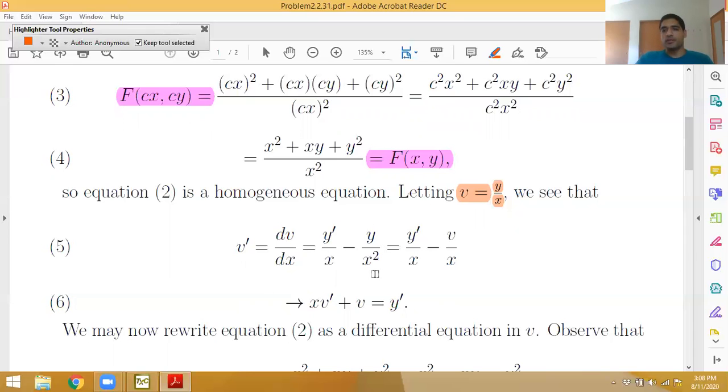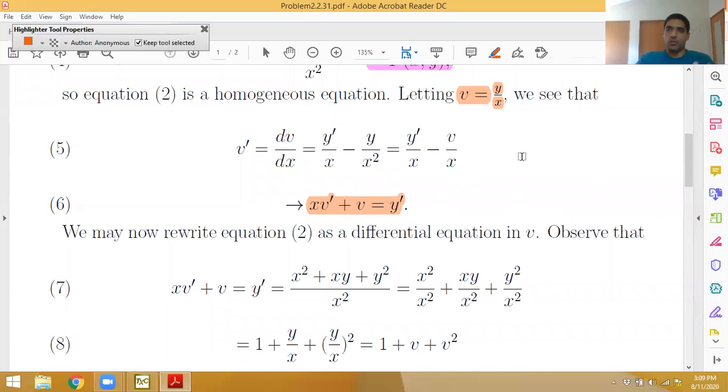So that's why this y over x squared, I replaced it by v over x. And then in this equation, if I add v over x to both sides, multiply by x afterwards, I end up with equation 6, which says that x times v prime plus v equals y prime. So now I can go ahead and replace all of the y's, or really the y over x's, using this equation, v equals y over x. And I can get rid of the y prime by replacing it with x times v prime plus v.